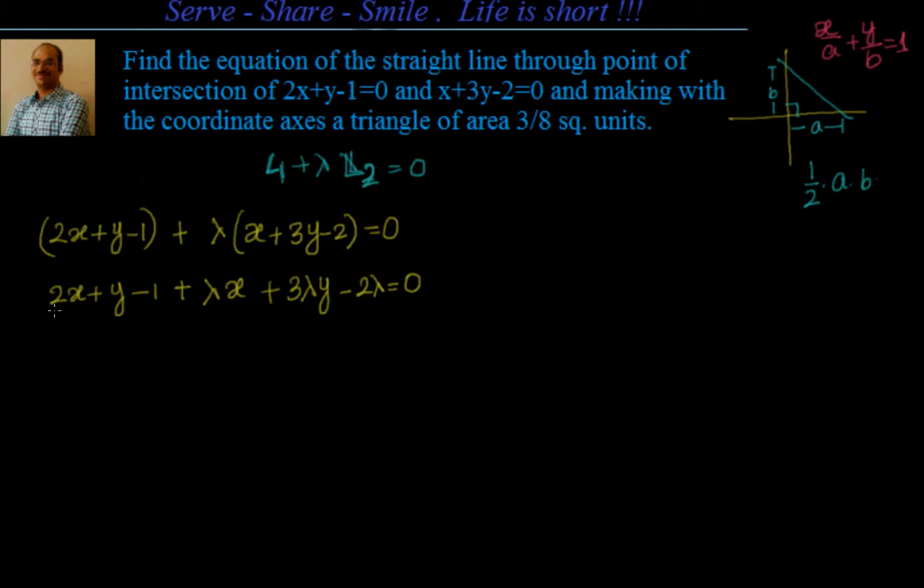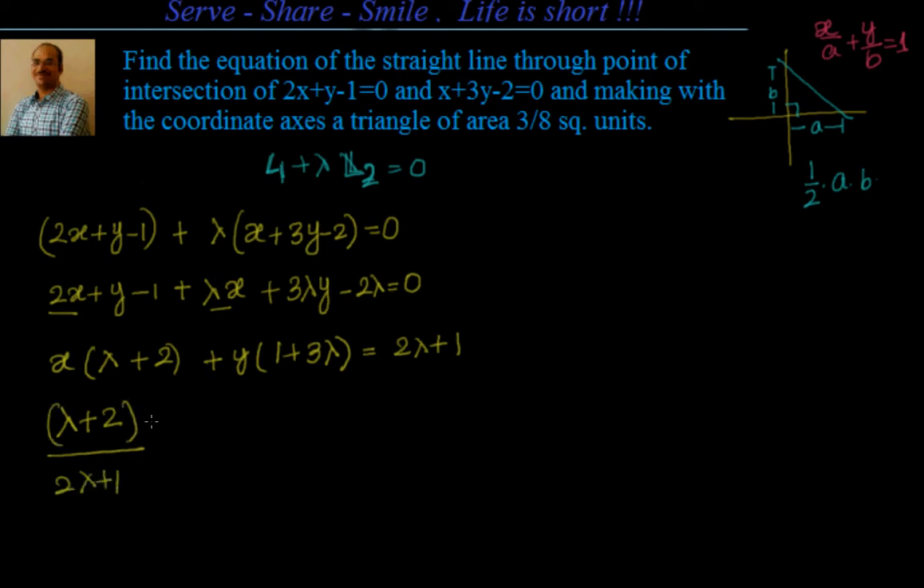If you try to add like terms, I will have x into lambda plus 2, plus y into 1 plus 3 lambda, equal to 2 lambda plus 1. That's two steps actually I have done in one step, but you should be okay with that. Now we want to convert this into the form of x by A plus y by B equal to 1. So I will try to make this as 1. I will divide by 2 lambda plus 1, so that I will have lambda plus 2 divided by 2 lambda plus 1 into x, plus y into 3 lambda plus 1 divided by 2 lambda plus 1, equal to 1.